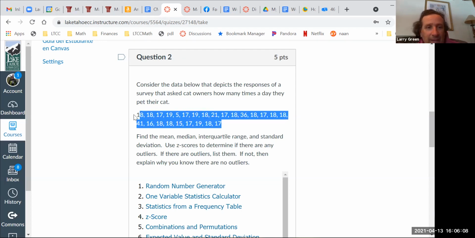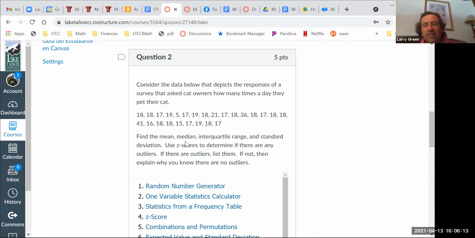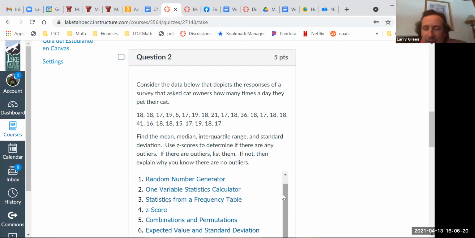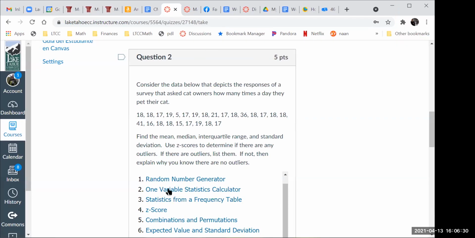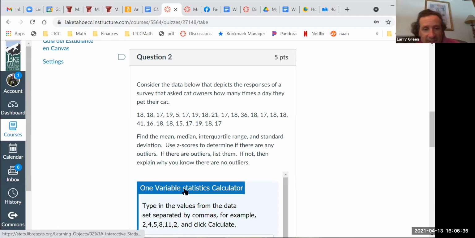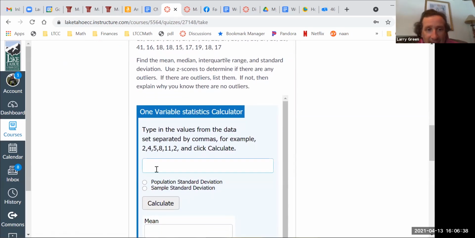So just to make life a lot easier, I'm going to copy and paste this list. I highlighted it and hit Control C. If you're using a Mac, there's probably some copy shortcut, I don't know Mac, but there's a way of doing it. And what calculator do I need to use here? The second one, number 2, the one variable statistics calculator. So I click on that, and then I can just paste it in so I don't have to type them all again. It's a whole lot easier.